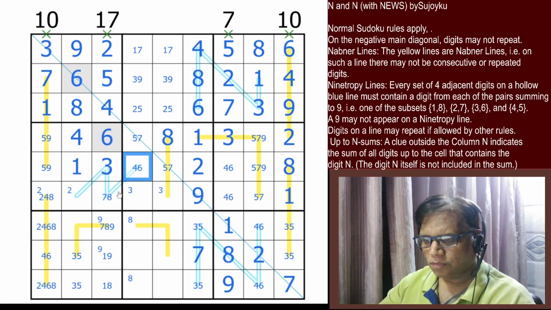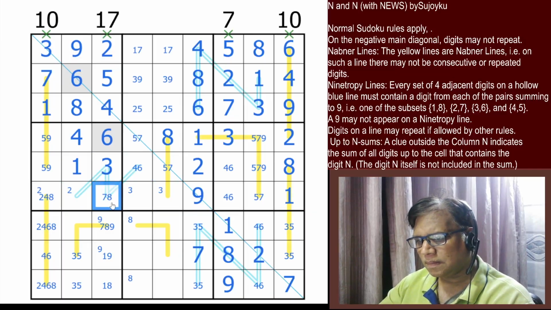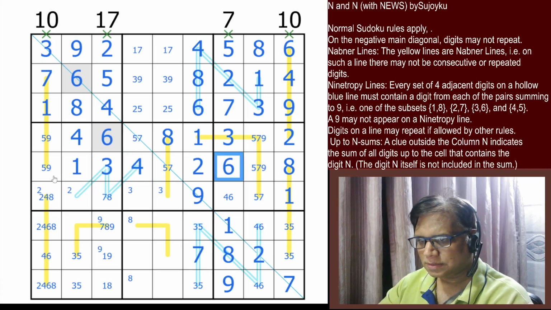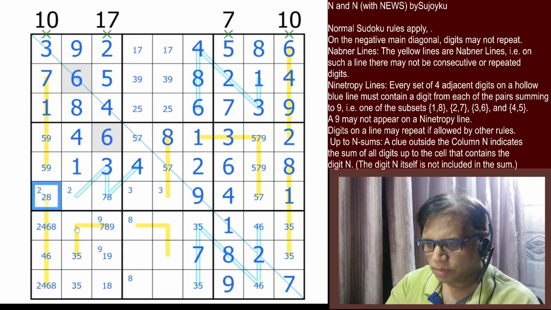4, 6 are not from one group. 7, 8 is not from. Yeah, 2 could be here. That could be 8 and that could be the 9 from 4. Oh, that can't be 6, right? Because of 3. Oh, okay, that can't be 6. That's 4. That's 6. That 6 gives 4 here. That will remove 4 from here.